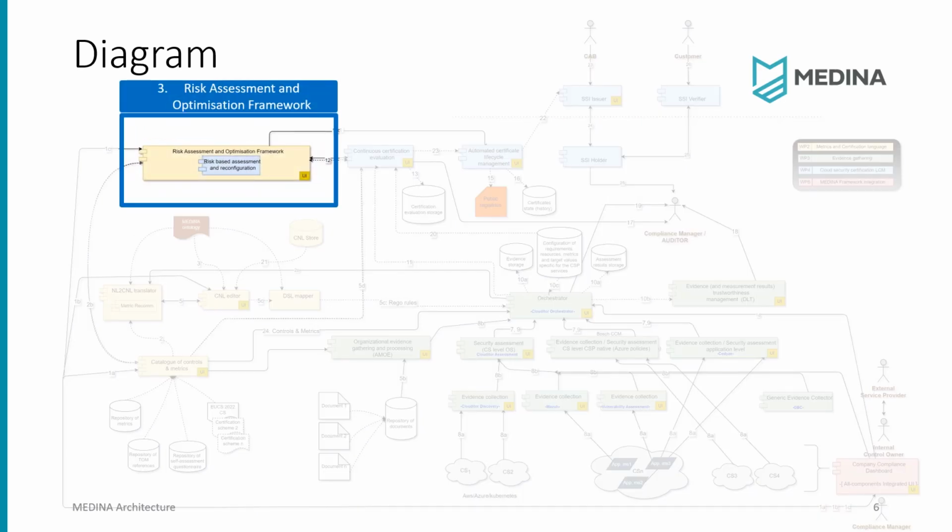The risk assessment functionalities provided by MEDINA, both static and dynamic, form the third building block of the architecture. Those functionalities take as input the catalog of controls and metrics, and based on the CSP's risk appetite and assessment results, can control the certification life cycle.